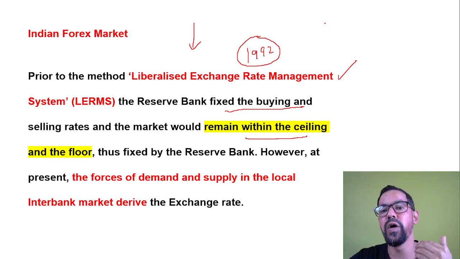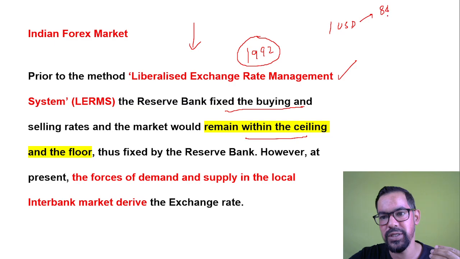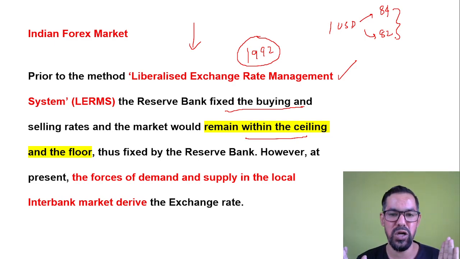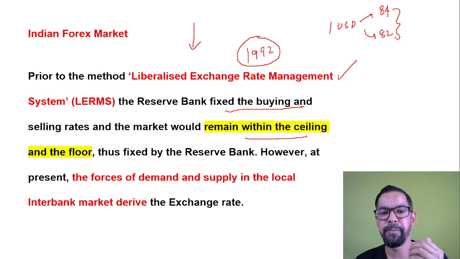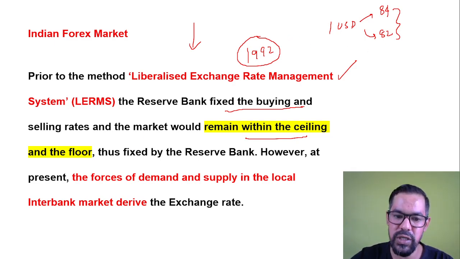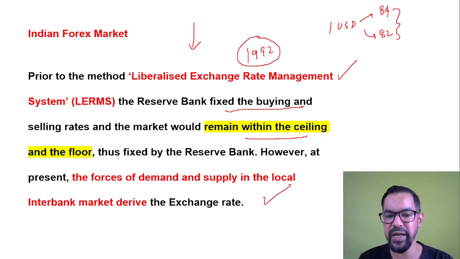So prior to this model, RBI used to fix the limit. Let's say for one USD, the upper limit is, suppose, 84 rupees and the lower limit is 82 rupees. This way RBI managed these things. But nowadays we have open economies, and the prices change on market demand and supply. At present, the forces of demand and supply in the local interbank market determine the exchange rate.